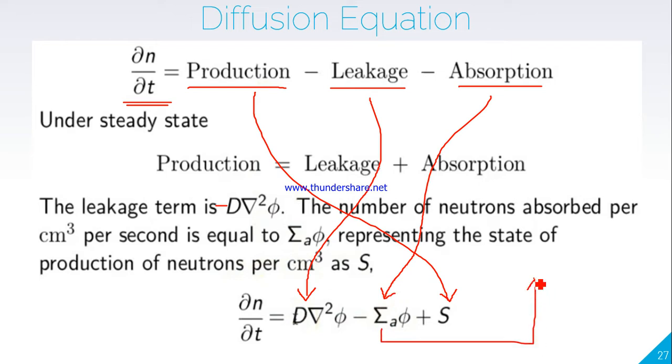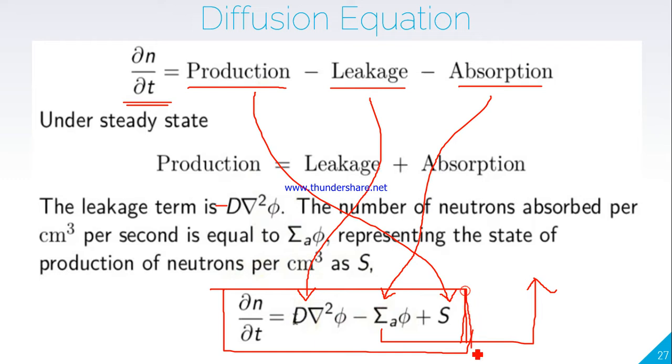You can see that video; I'll give the video details here, and while we are playing this video it will pop up here. You can click it and see the details. This sigma A is called the macroscopic cross section. So this is your general form, the instantaneous form of the diffusion equation.